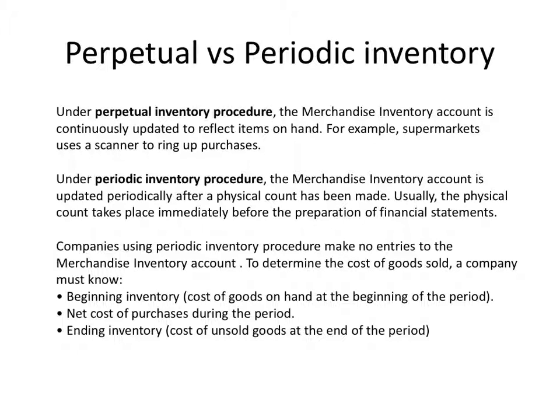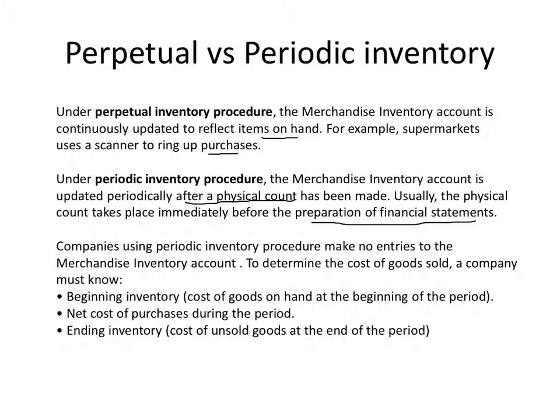Under the perpetual inventory system, the merchandise inventory account is continuously updated to reflect items on hand. For example, when you go to your supermarket, you see that they ring things through on a scanner. That way, they can adjust their inventory account with every sale. Under the periodic inventory system, though, the merchandise inventory account is updated periodically after we take a physical count. Usually that physical count is taken just prior to us making financial statements.